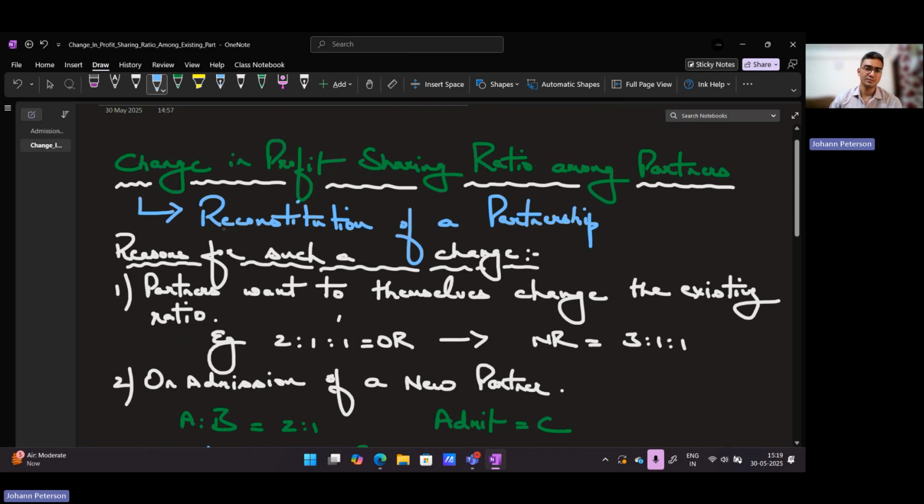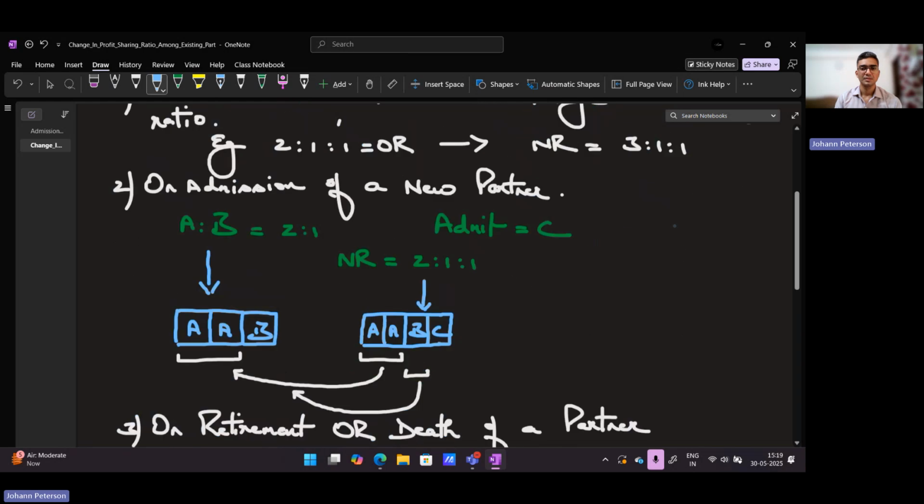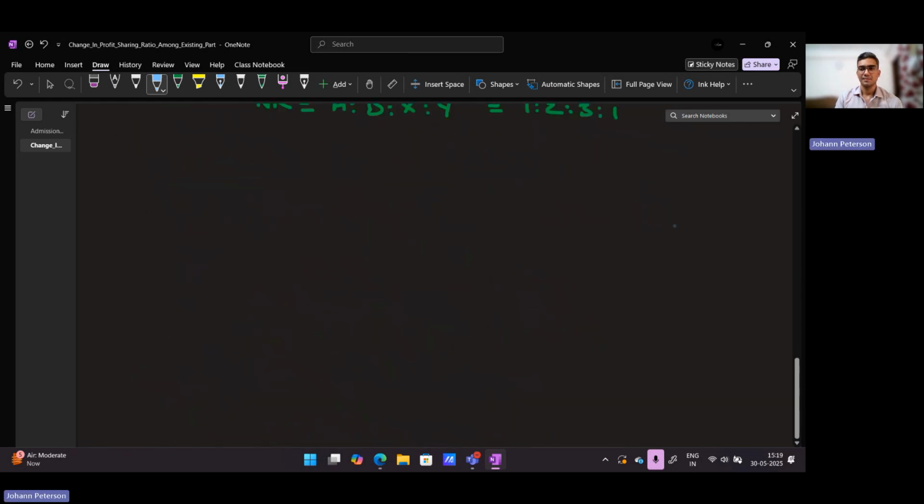We have written it down here. We have said that this is going to be known as reconstitution of the partnership firm, or the partnership business. Okay. Now, there are reasons for what will take place now.